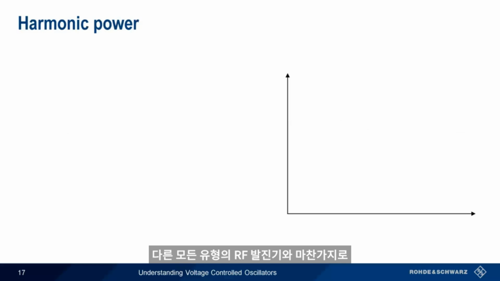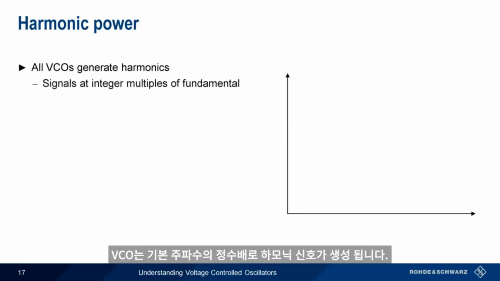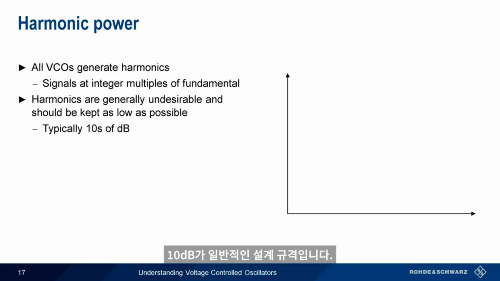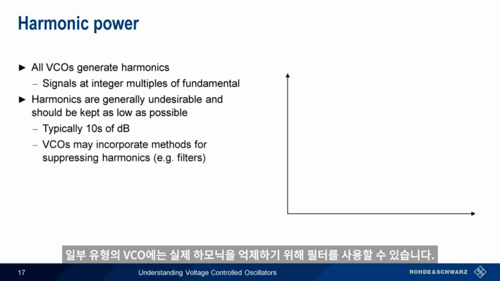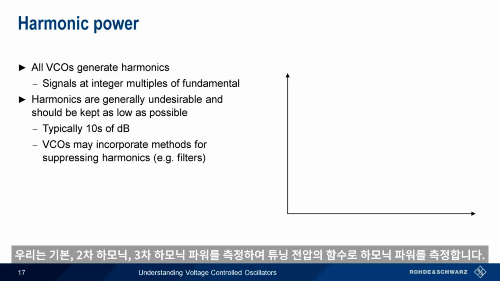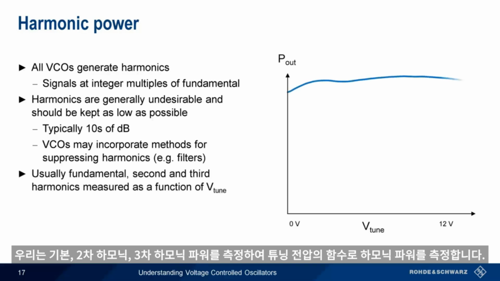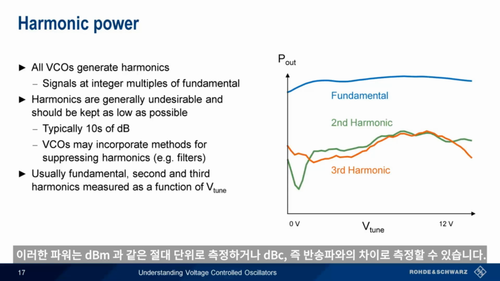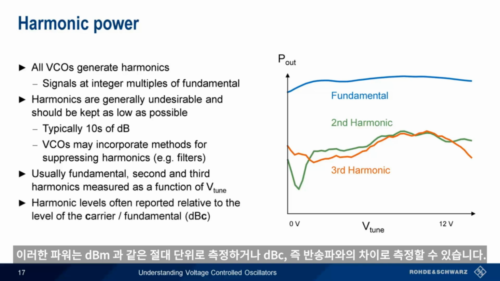Like all other types of oscillators, VCOs generate harmonics, which are signals that appear at integer multiples of the fundamental frequency. Harmonics are almost always undesirable, and therefore the level of these harmonics should be kept as low as possible. Tens of dB is a common design goal. Note that some types of VCOs may even incorporate filters or other methods for suppressing harmonics. We measure the power of harmonics as a function of tune voltage, plotting the levels of the fundamental, the second harmonic, and the third harmonic. Although we measure these powers in absolute units, such as dBm, in many cases harmonic power is reported in dBc, that is, power relative to the carrier or fundamental.